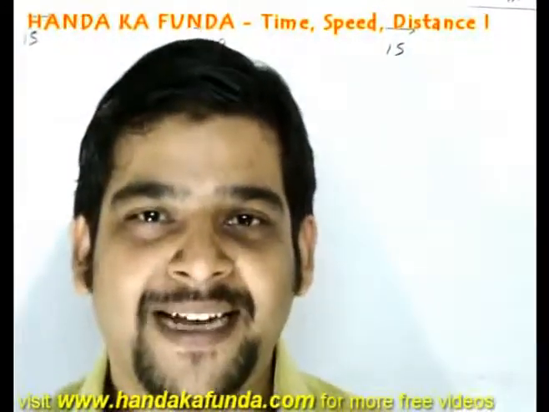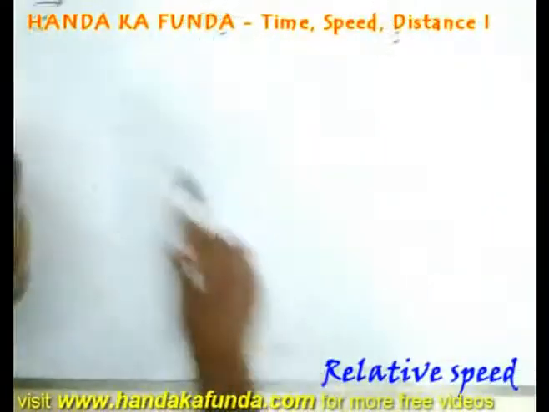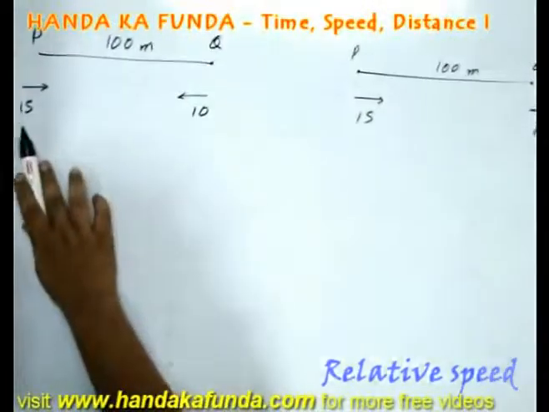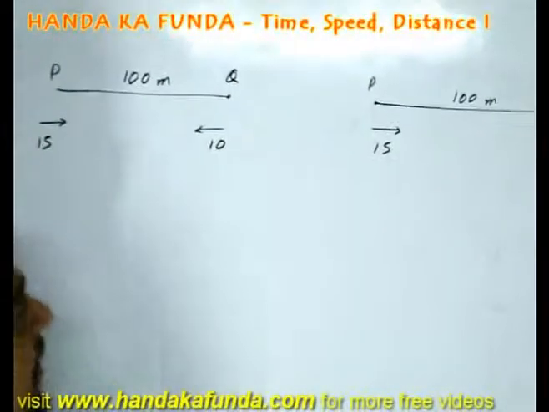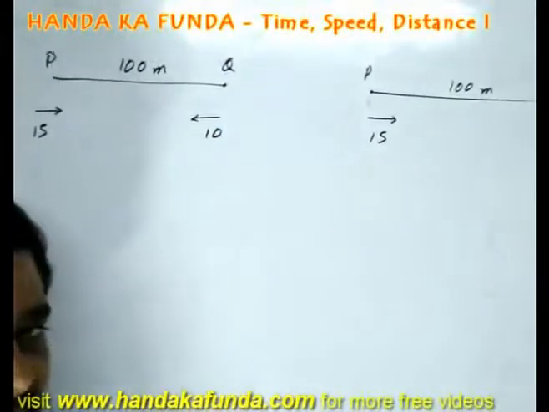Let us talk about relative speed. Say, two people start from P and Q at the same time with speeds of 15 and 10. The distance between P and Q is 100 meters.